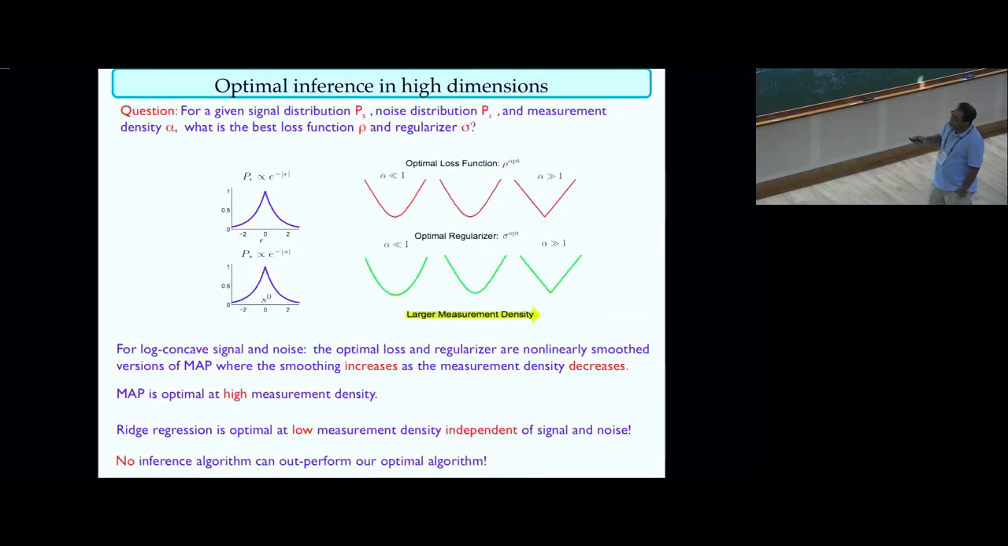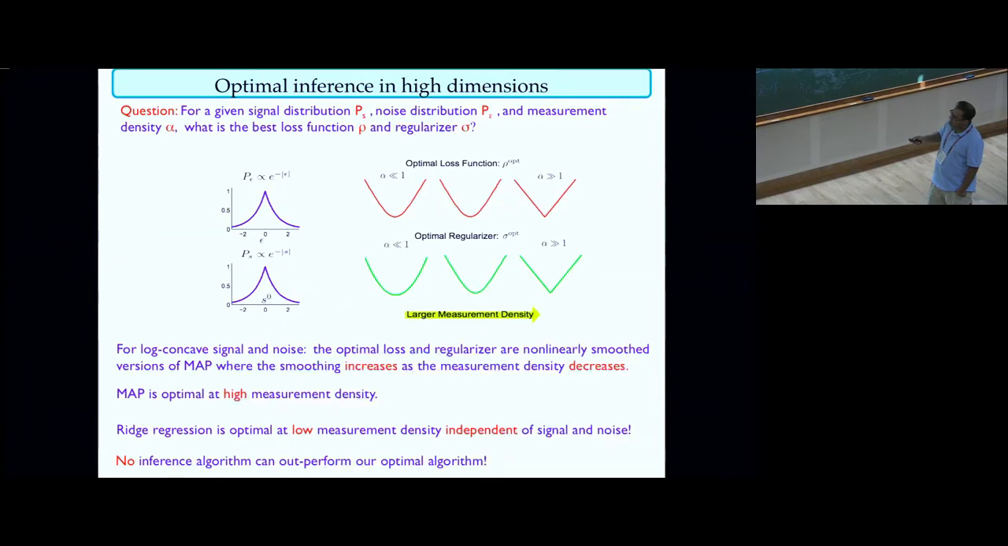So what's interesting here is that for a small measurement density, the optimal thing to do is actually quadratic loss. Again, independent of the signal and noise distributions, as long as the signal and noise are log concave, which is a technical assumption that we need for replica symmetry not to break. Okay. So here we have a one-parameter family of optimal algorithms that depends on the measurement density.